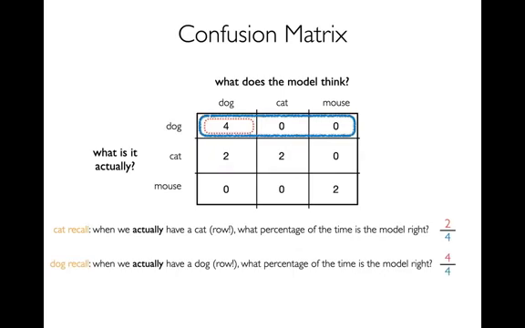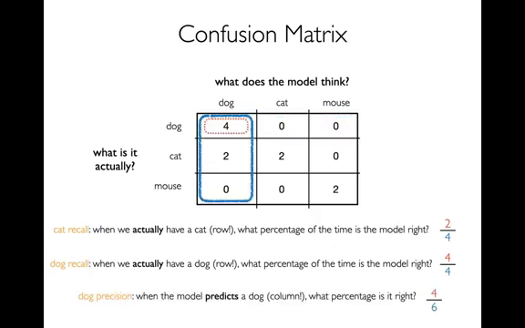If I'm looking at dog recall, when we actually have a dog, what percentage of the time is the model right? I'm just looking at that top dog row, and I'm dividing dog by the sum of everything else. And in this case, we always get it right when we see a dog, right? So 4 over 4, 100% dog recall.